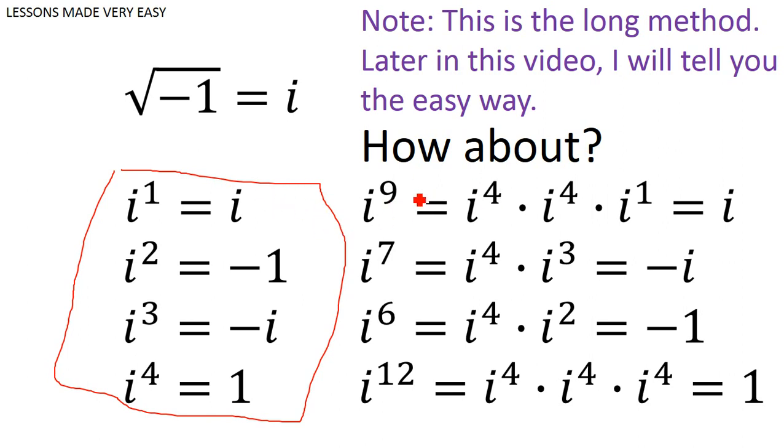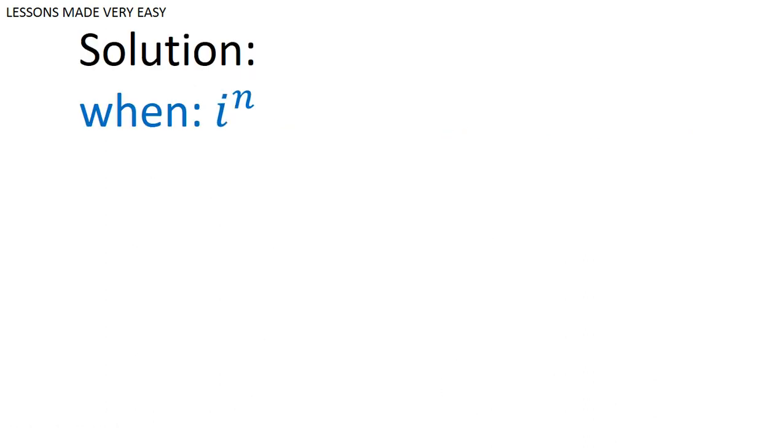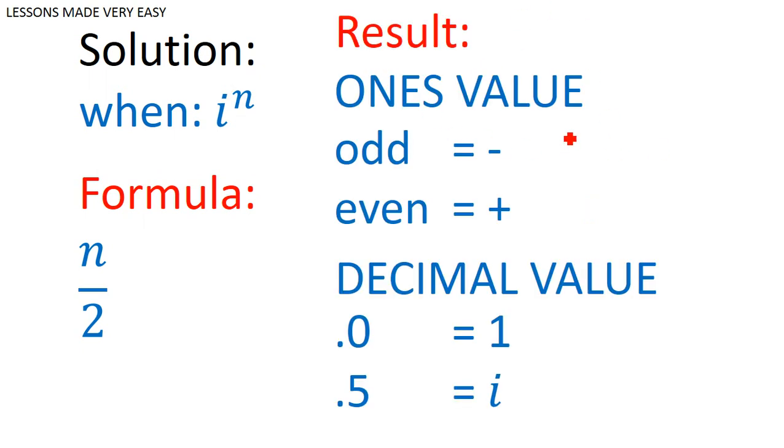Instead of using this way, I will tell you the shortcut. How about this problem, since it takes a long time to do it. Okay, so this is my technique. The solution, my shortcut formula, is n over 2. Just divide the exponent by 2, and then look at the ones place; this is the condition.